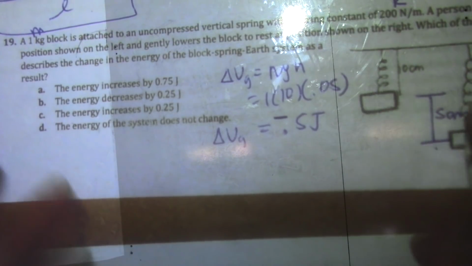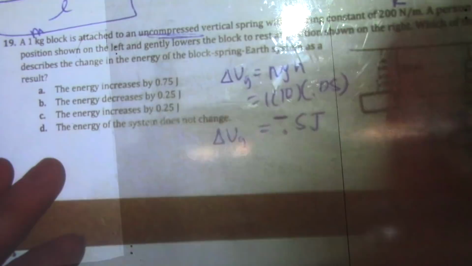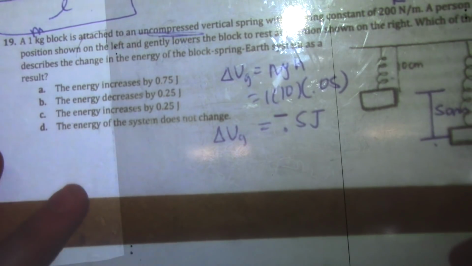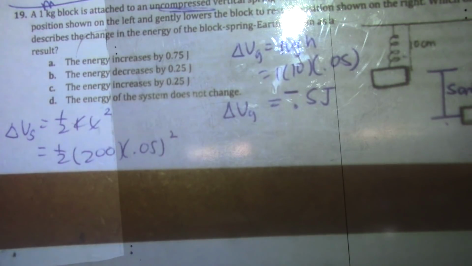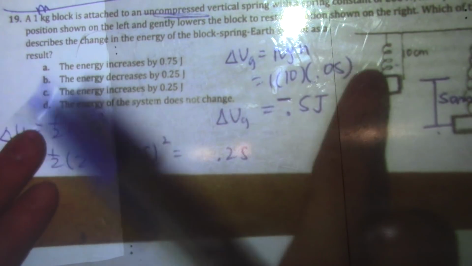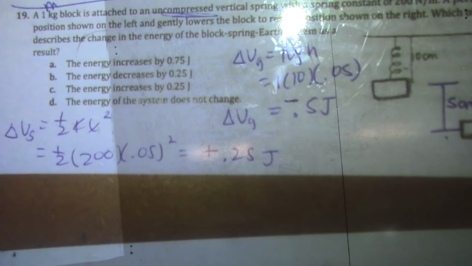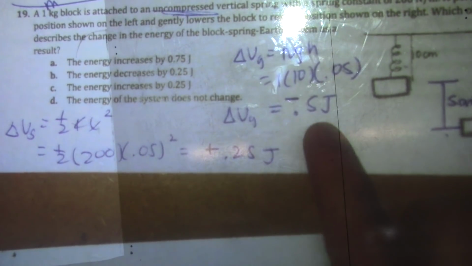Now, you have a spring here. It was uncompressed, and now it's stretched out, so I just gained spring potential. The change in the spring is 1/2 kx squared, which is 1/2 times k, which is 200, times x, which is 0.05, squared, so that gives me a change of 0.25. Because it went from not stretched to stretched, I put more energy into it, so it gained energy. If you lose 0.5 and you gain 0.25, you still lost 0.25, so then B.